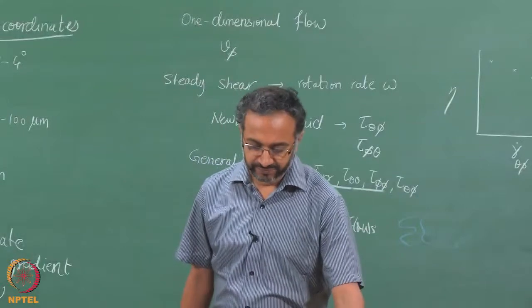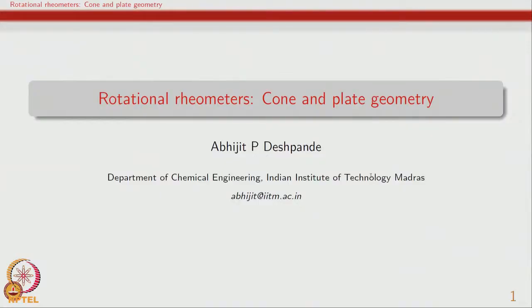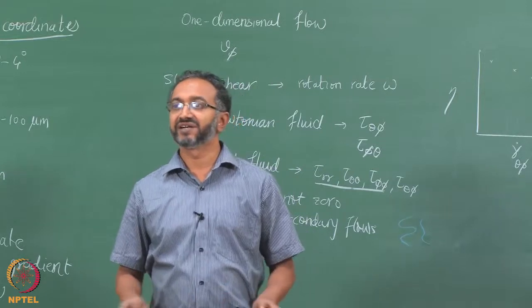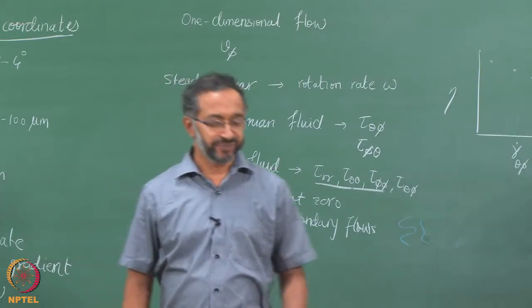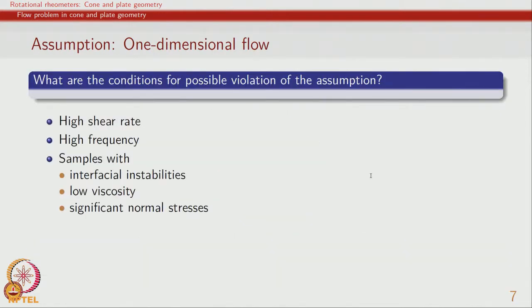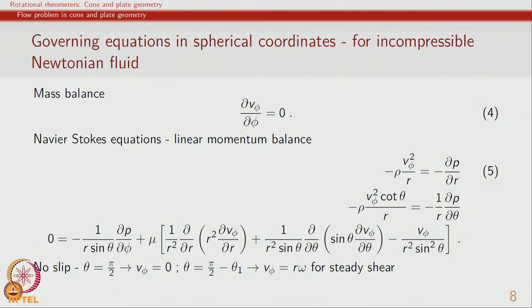Okay. So, we are looking at rotational rheometers, and through a cone and plate geometry example we are trying to look at various artifacts which might be present and how the analysis of fluid mechanics is affected based on violation of these assumptions.